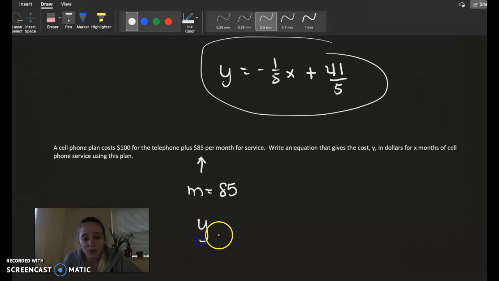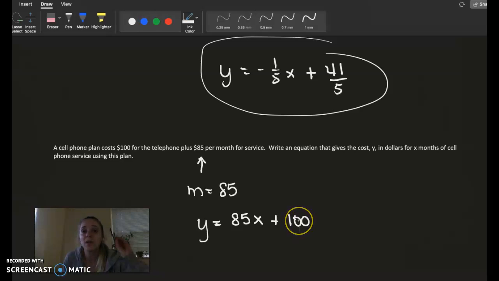So the total cost that I'm paying is y, and that's going to be equal to 85 times the number of months that I actually have that phone service, plus I have to pay $100 to even have the plan. So you pay $100 up front, and then every month after that, you're paying an extra $85. So I hope that makes sense how that's set up.